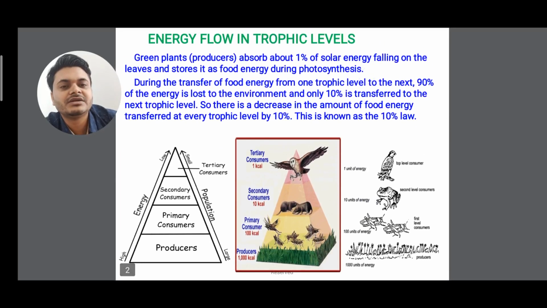Once more, I'd like to read the definition of energy flow in ecosystem. Energy flow in different trophic levels: during the transfer of food energy from one trophic level to the next, 90% of the energy is lost to the environment and only 10% is transferred to the next trophic level. So from producers to consumers, 90% of the energy is lost, only 10% is transferred. The decrease in the amount of food energy transferred to each trophic level is by 10%. This is called the 10% law.